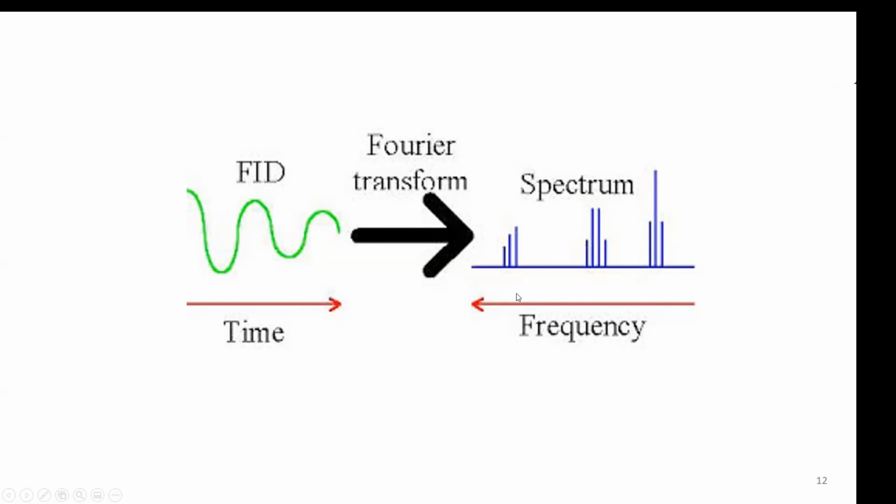So the horizontal axis will become frequency, which is the chemical shift, and the vertical axis is still the intensity. And once we have that transform, then we can see the chemical shift of the compound.